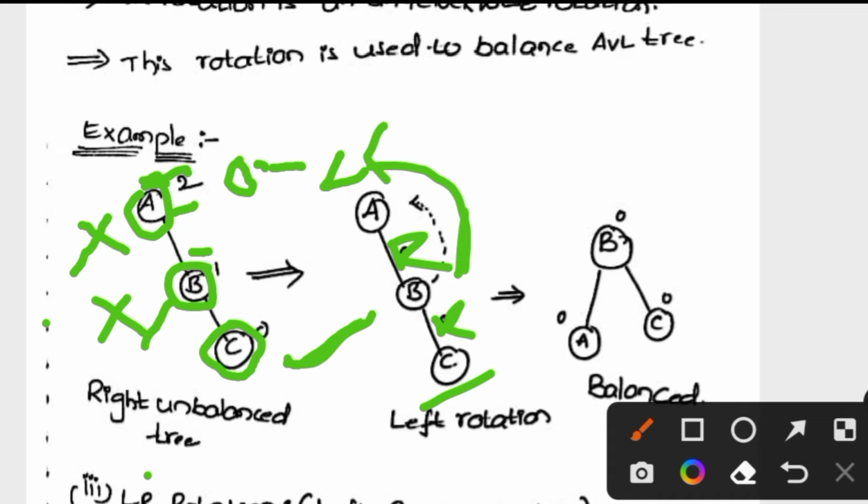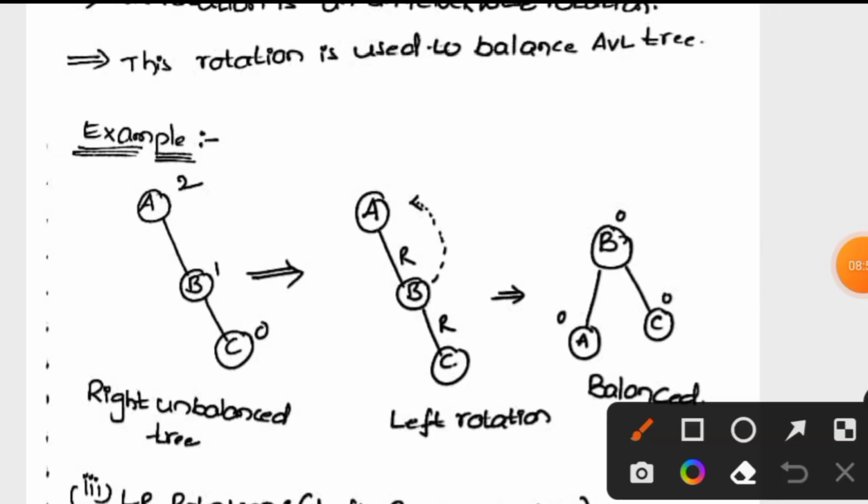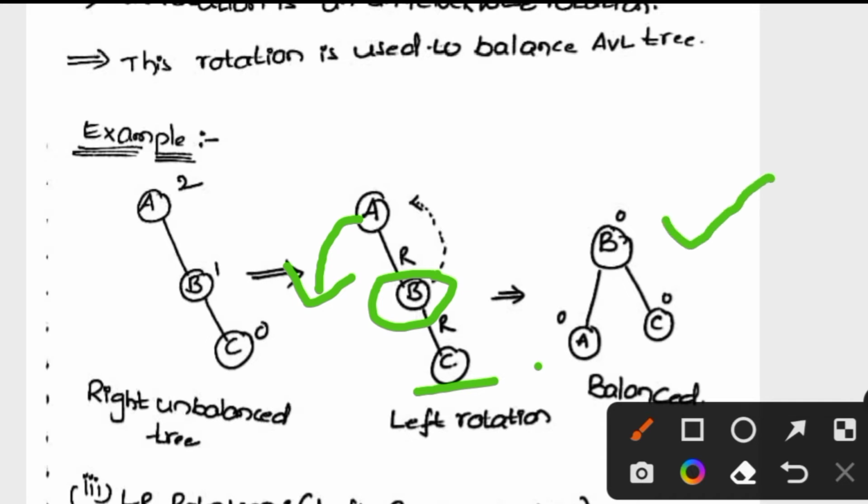So see here, whatever the middle element is, that is B, will become the root for the remaining two, and A will be moved to the left direction and C will be as it is. So after applying the right rotation, the tree will become like this. After that we can calculate the balance factor.